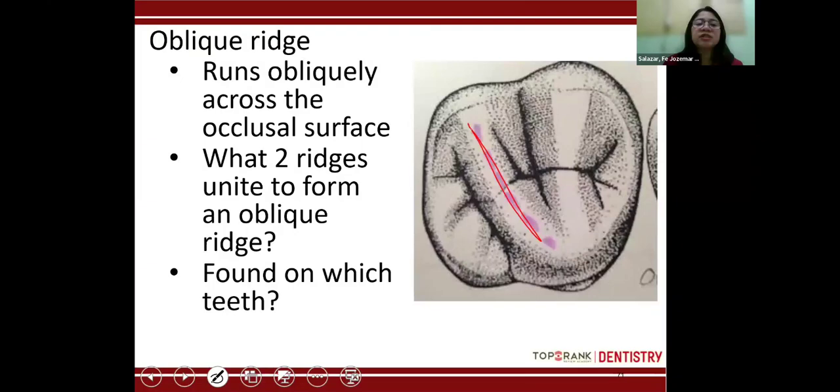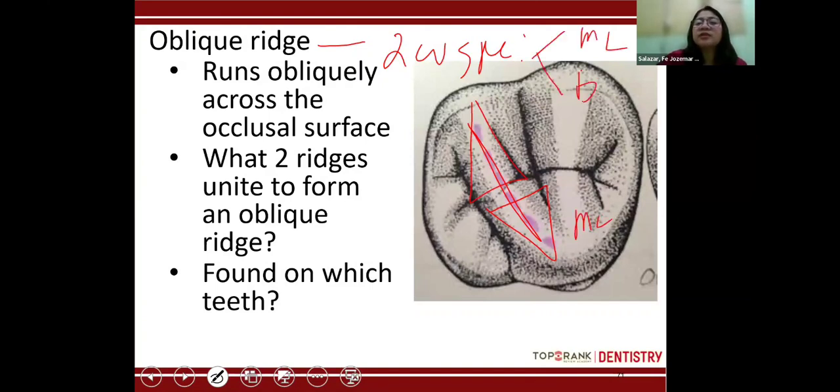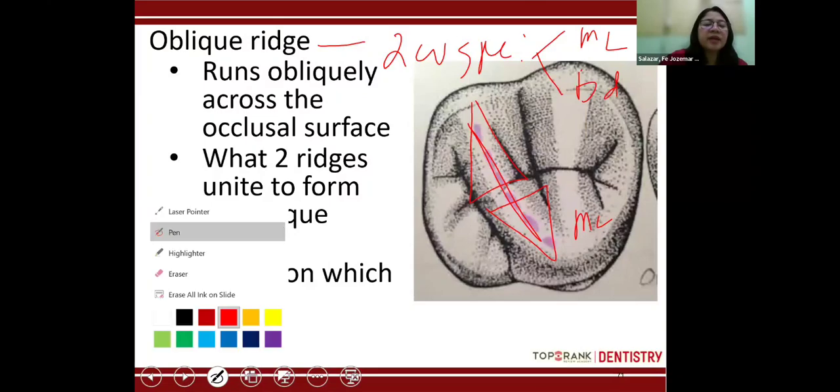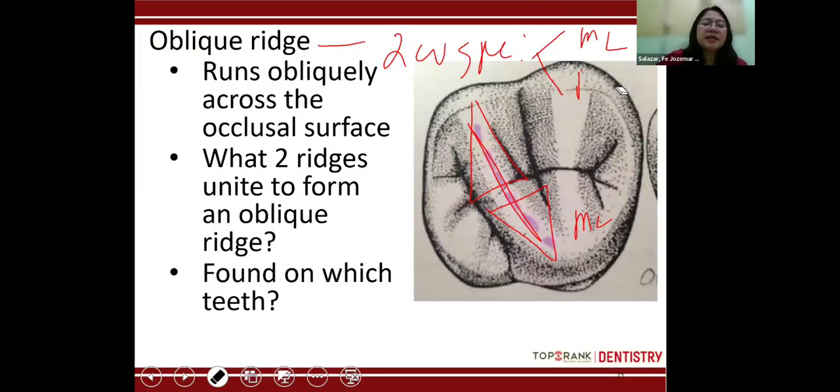What two ridges unite to form an oblique ridge? Anong ridge to? Okay, you have two cusps. So an oblique ridge is found between two cusps. Anong cusp yun? This is your mesiolingual cusp. Yes, very good. And distobuccal. Okay, mali. Okay, distobuccal.